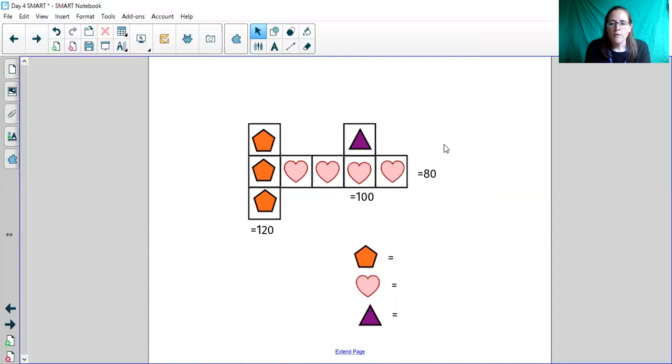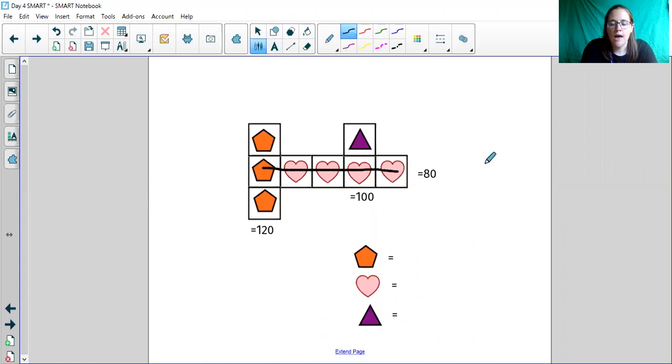So we've got a funny looking puzzle here. There's lots of squares and some funny shapes. So this equals 80 means that this whole row along here totals 80. So all 5 of these shapes add up to 80. This means that these 3 shapes add up to 120, and this means that these 2 shapes add up to 100.